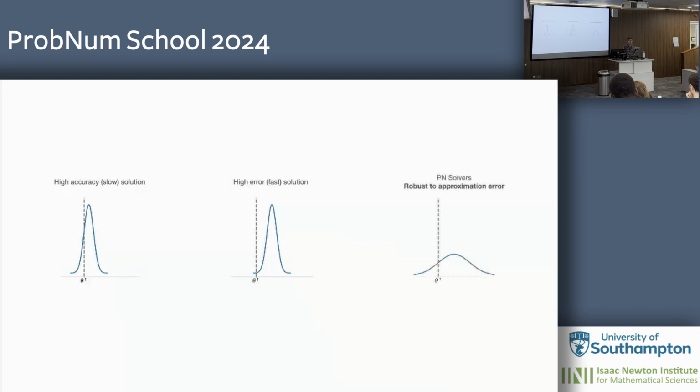So where probabilistic numerical methods come in here is the idea that if we replace our PDE solver that lives inside G with a probabilistic PDE solver, because that gives us a probabilistic description of how accurate the solution is, if we interpret the mean as being the solution, we can incorporate that into this inference problem and obtain a posterior that's in some sense robust to approximation error. So you can see how this posterior is widened to account for the fact that the solver that we're applying is not particularly accurate.